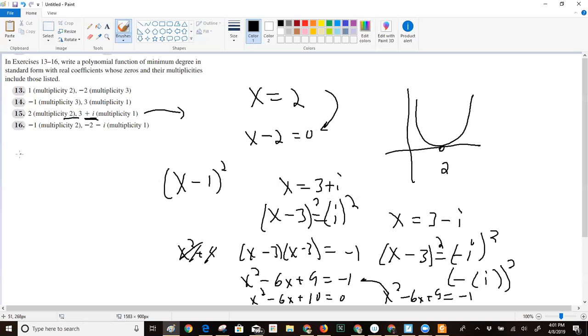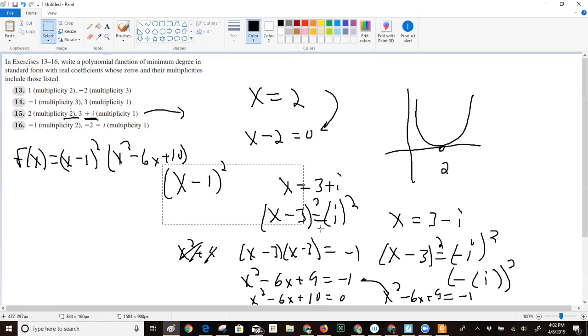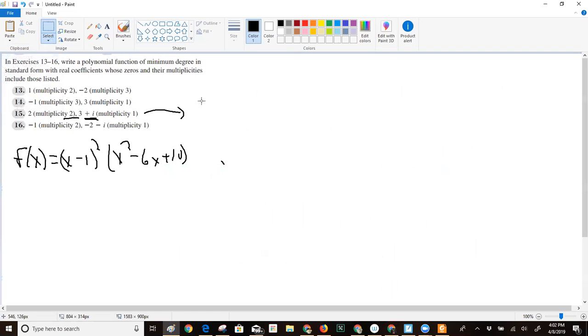And so what do I have? I know f of x equals x minus 2 squared times this x squared minus 6x plus 10. Now, if I can leave it in factored form, I'm all done. That's all I need to do. However, if you're going to do this on MyMathLab, they like it expanded, at least in this one exercise that somebody asked me about.